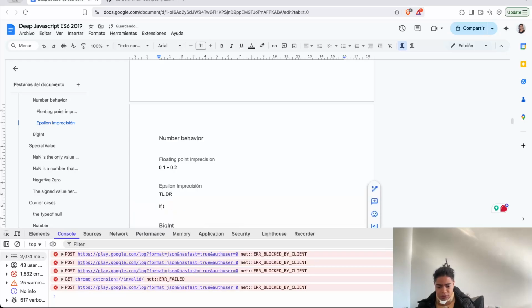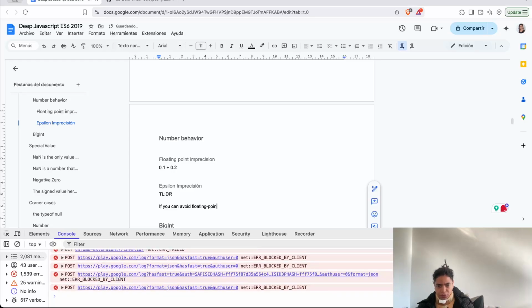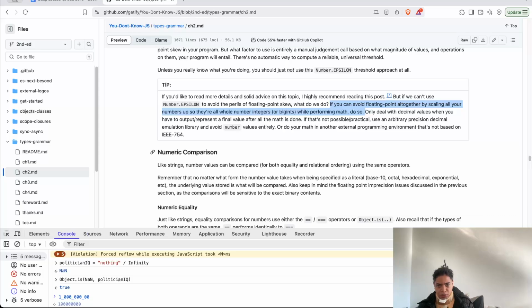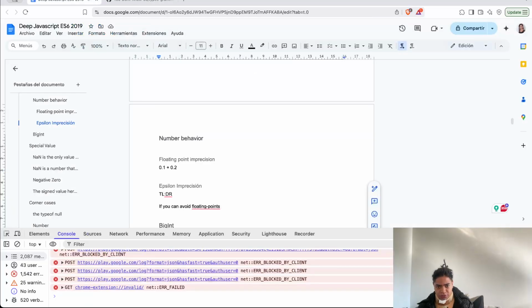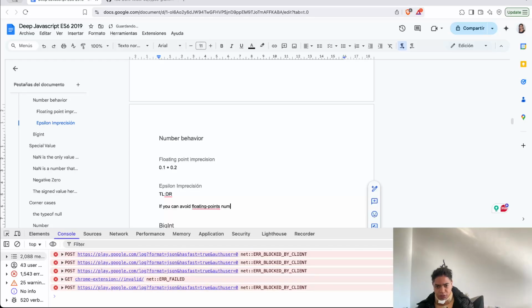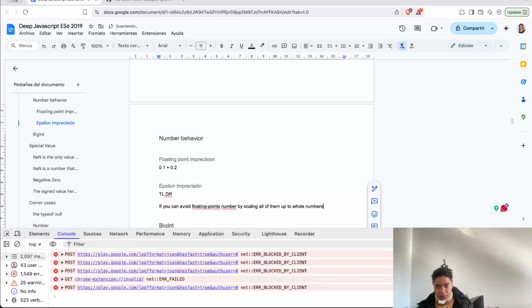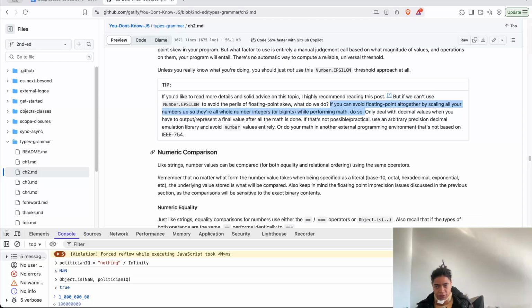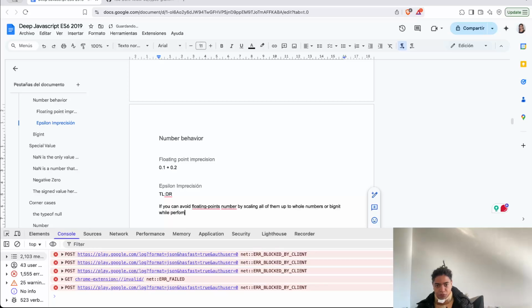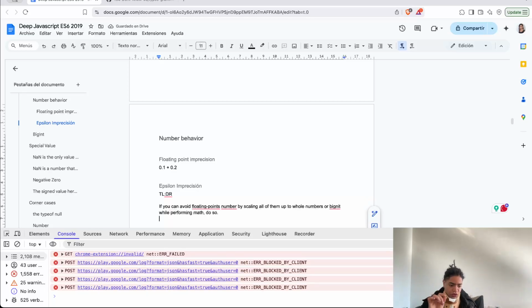Because it's this: if you can avoid floating point numbers by scaling all of them up to integers, to whole numbers, or BigInt, while performing math, do so. I think this is another interesting question to ask.